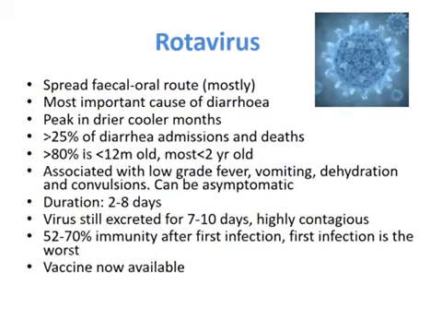Let's start looking at the specific organisms. Rotavirus, as I've mentioned, tends to peak in your cooler months. It is spread by a fecal-oral route and was one of the most important causes of diarrhea, but as I've said, we're seeing a decline in the number of cases. Most of your patients that get rotavirus are under 2. However, the majority will be under 12 months of age. Its duration is about 2 to 8 days and can be associated with other symptoms such as fever, vomiting, convulsions. However, most of your patients will be asymptomatic.